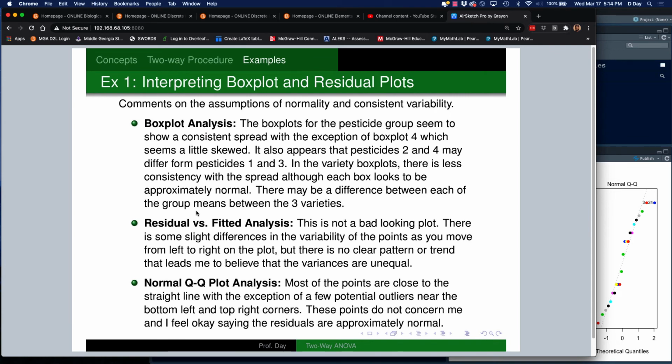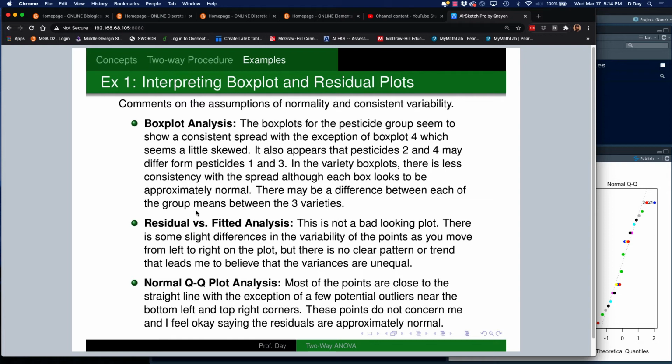It also appears that pesticides 2 and 4, as I stated when we were looking at that, may differ from pesticides 1 and 3. All right, there may be a significant difference there. The variety box plots, there is less consistency with the spread, although each box looks to be approximately normal when you look at them individually, but there may be a difference between each of the group means for each of the three varieties. Depending on what kind of trees they are, that kind of makes sense.